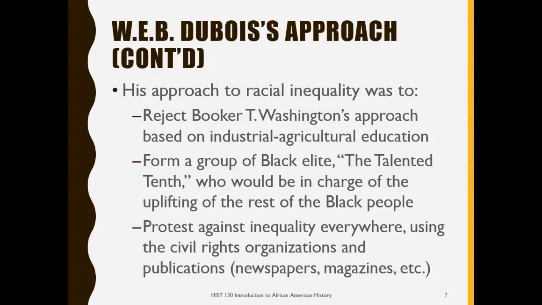And in addition to that, he suggested, and actually he participated in protesting against inequality and creating organizations to protest inequality and segregation. So this is why he participated in the creation of the Niagara Movement, as well as the creation of the NAACP. So that was, in summary, W.E.B. Du Bois' approach.